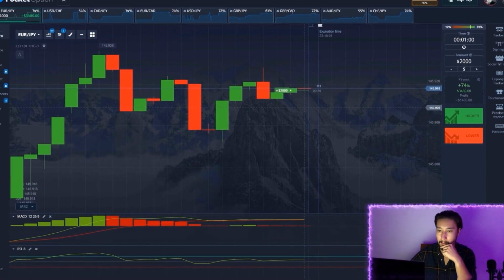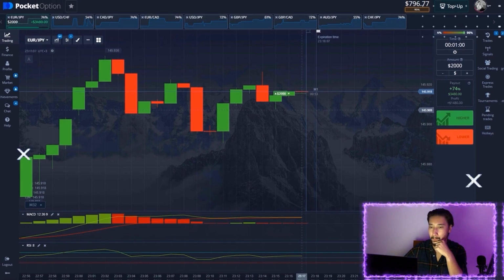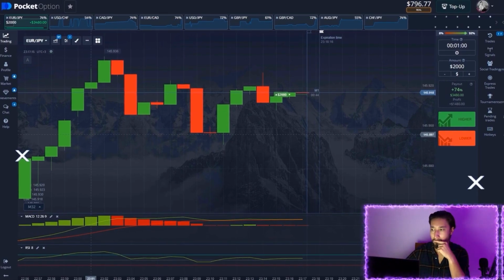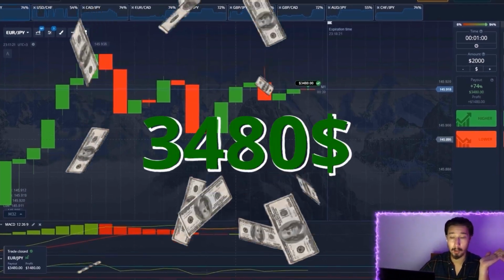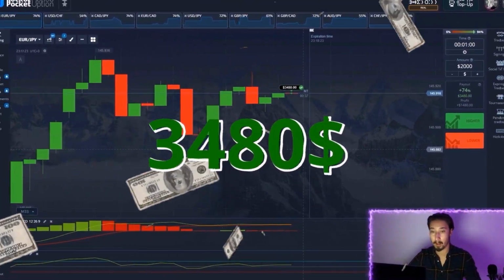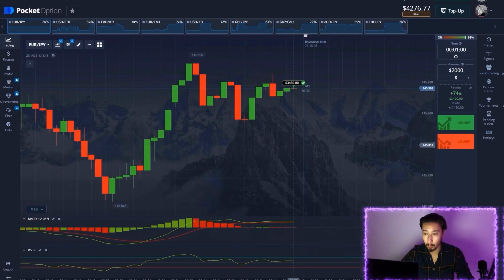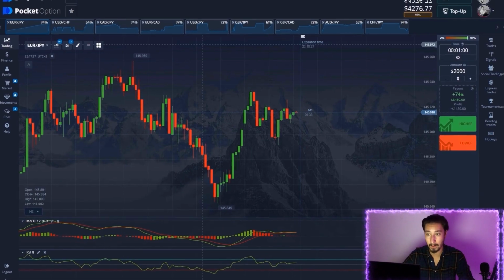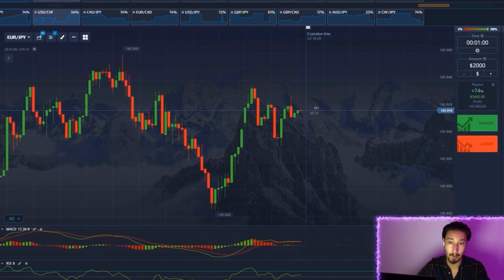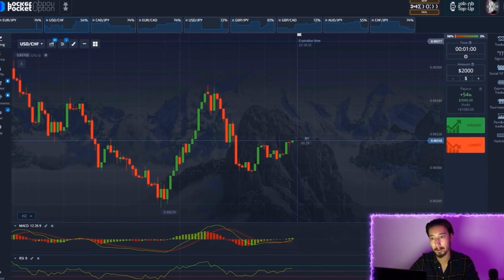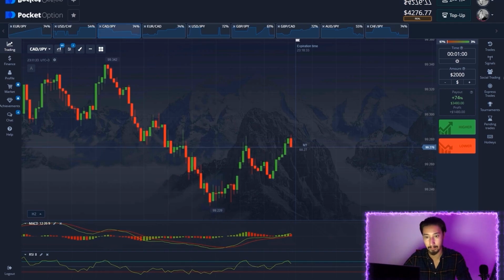Here's the new candle. Yep, we're in profits. Even the volatility is quite low in the market so far, because it's almost night and it's quite dangerous to trade now, but still we're getting profit.